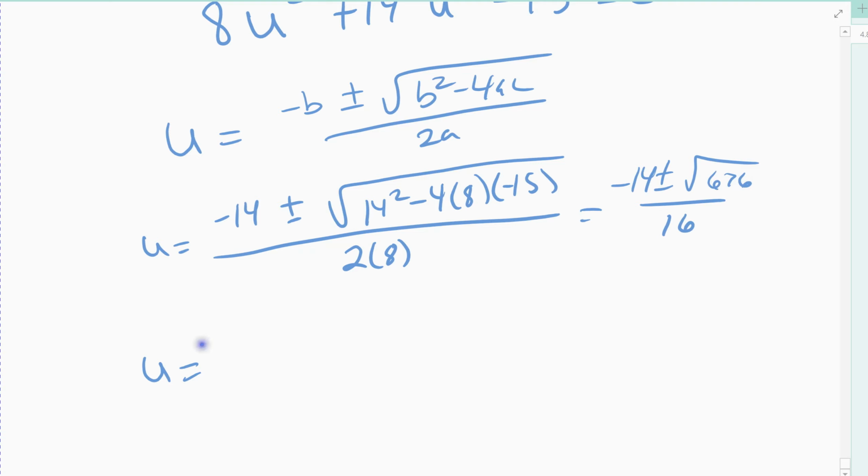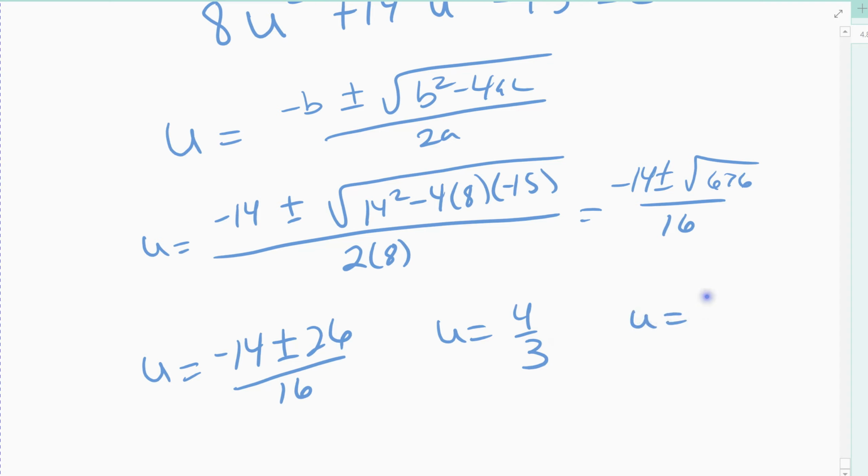Which is 26. All right. So u is negative 14 plus or minus 26 over 16. And so we do get 2 answers. All right. One of them simplifies to 4 over 3, and one of them simplifies to 2.